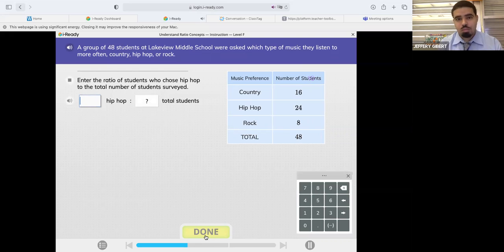Enter the ratio of students who chose hip hop to the total number of students surveyed. All right, Farge, how many students chose hip hop? How many students chose hip hop? 24. How many total students are there? 48. All right.